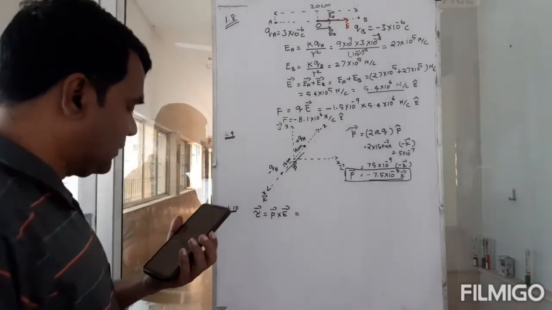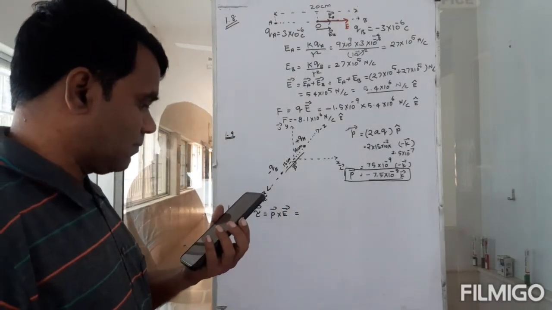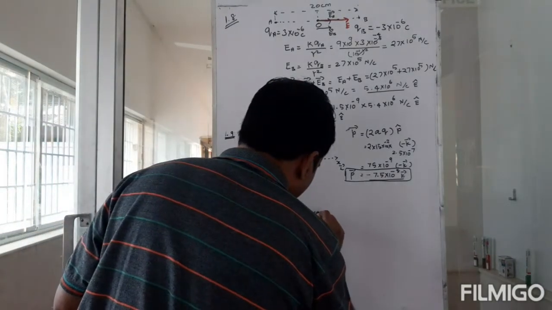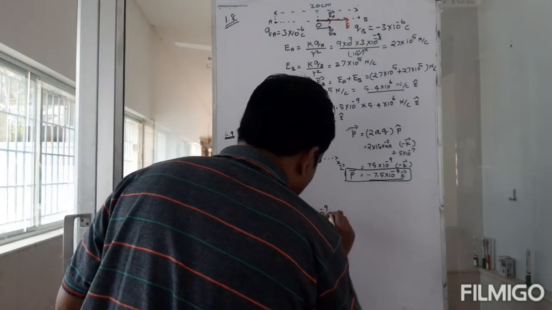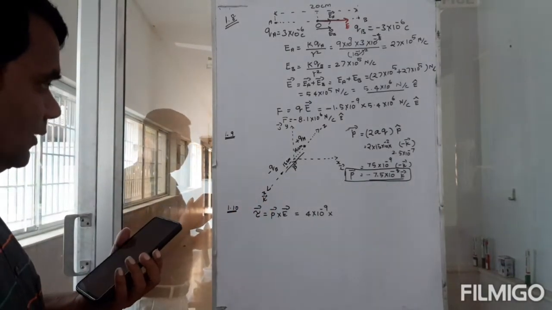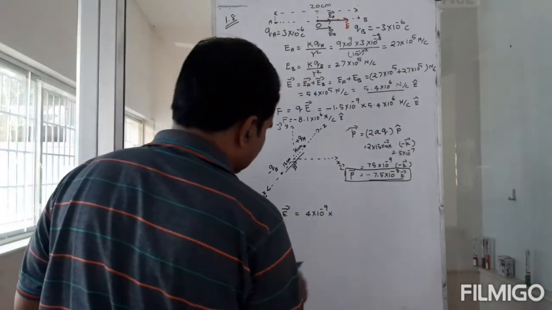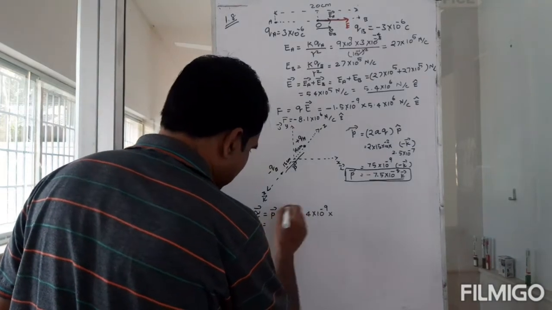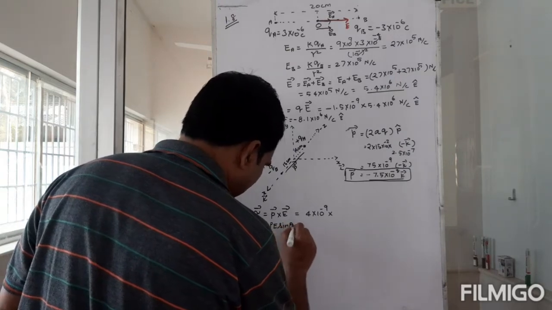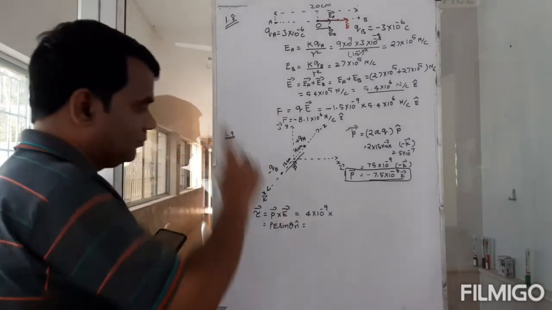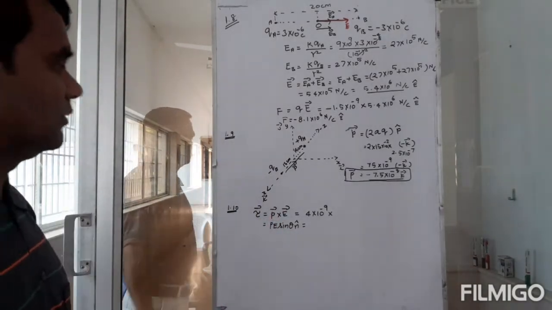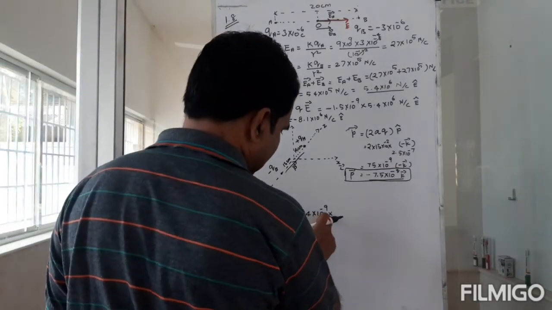So what is P here? P is 4 into 10 power minus 9. And it must have some vector; I will come to that. Even before that, I will expand this. It's going to be P E sine theta times some unit vector perpendicular to both P and E. That's the cross product. So I got 4 into 10 power minus 9.